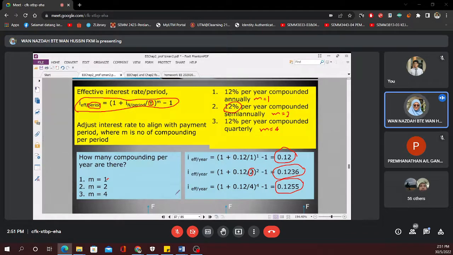Lagi banyak bank charge the interest, lagi banyak bilangan the bank charge the interest to you, lagi banyaklah total interest yang you need to pay to the bank. Nampak tak? So this is only once a year, 12%. If it is twice a year, 12.36%. If it is 4 times a year, the I effective equals to 12.55%. Boleh?